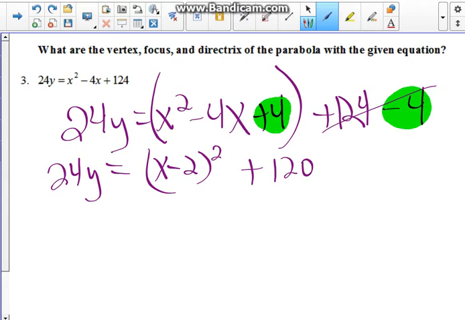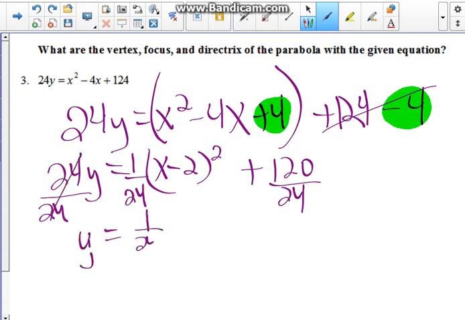So now I've got to divide everything by 24. So that we'll just put a 1 out there and divide it by 24. And this divided by 24. And when we do, this goes to y equals 1/24 times x minus 2 squared. And then 24 goes into 120, I believe, 5 times. That's correct, 5 times. Now, there's my k, is my 5.